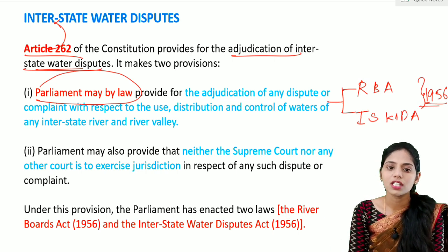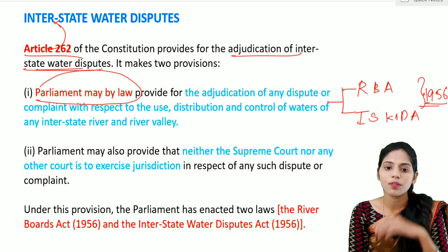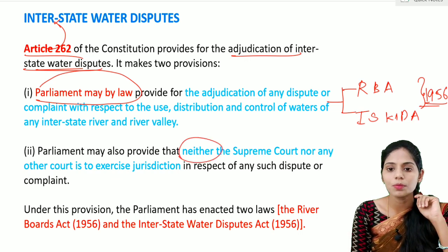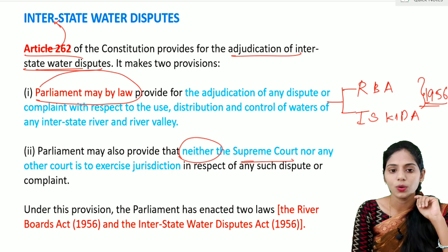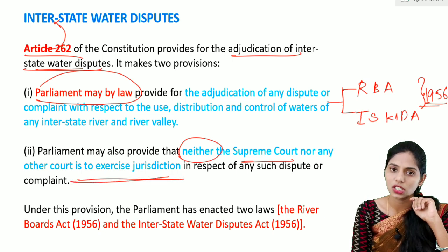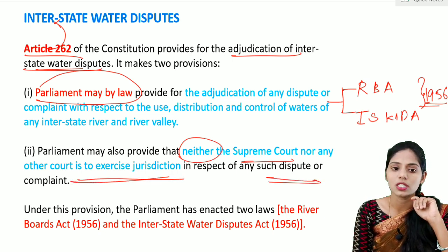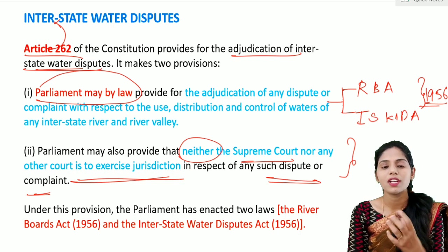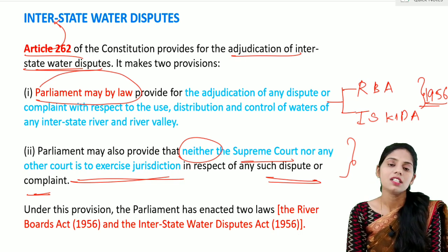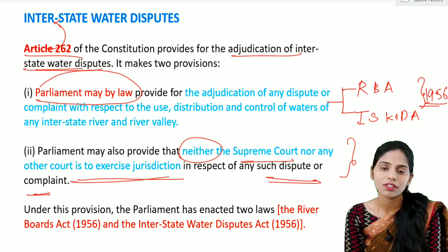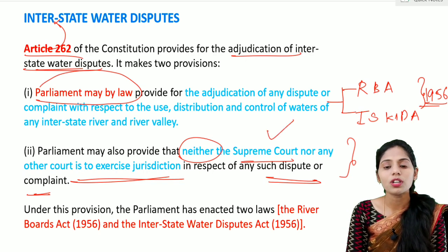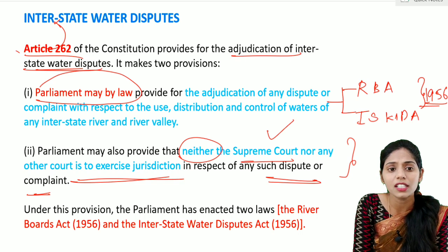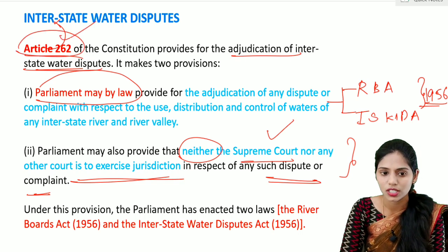The second provision is that Parliament may also provide that neither the Supreme Court nor any other court shall exercise jurisdiction in respect of any such dispute or complaint. So it is barring the Supreme Court. The Supreme Court has no power to enter into this. Whenever there is any dispute between the states regarding the river or river valley, the Supreme Court has no power according to Article 262 of the Indian Constitution.